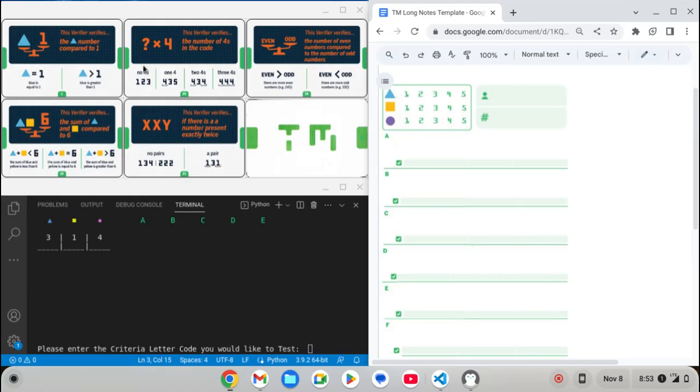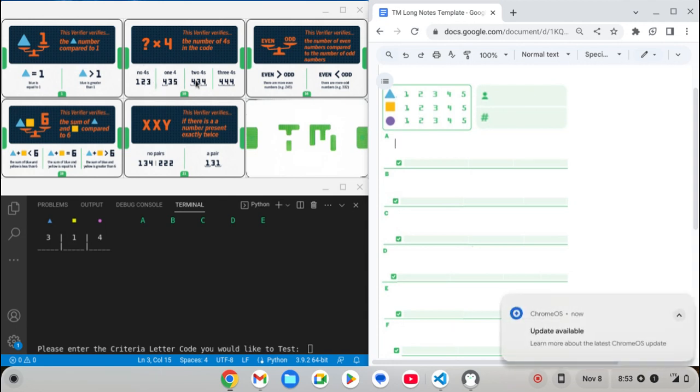Criteria card B will take a look at our 3-digit solution and will let us know how many of those digits are 4. Are there no 4s? Is there a single 4? Perhaps 2, maybe even all 3 are 4. Criteria card C again takes a look at our 3-digit solution, but this time it'll let us know a little bit about the ratio of even to odds. Are there more even than odds, or are there less even than odds?